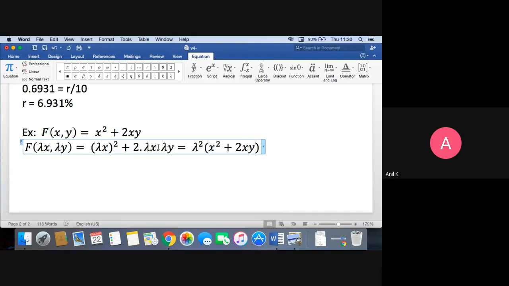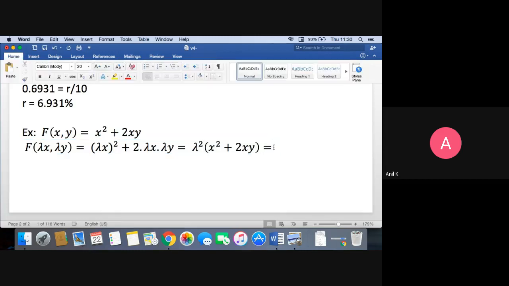Okay. Because here also lambda into lambda will be lambda square. If I take lambda square common, here also lambda x whole square means we will get lambda square x square. So I can take lambda square common. Now this is in the required format, which is equal to lambda square into f of x comma y. So I can say the given function is a homogeneous function. If it is not homogeneous, then we call it a non-homogeneous function.